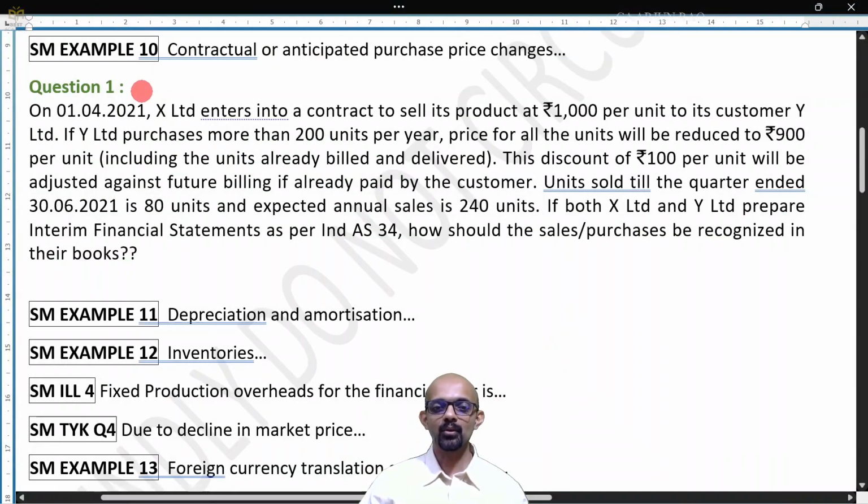So let's revise some questions. In this question, there are two parties, X Limited and Y Limited. X Limited is the seller, Y Limited is the buyer. The terms are that if the buyer Y Limited purchases more than 200 units per year, the unit price will reduce. Normal unit price is 1000 per unit. If Y purchases more than 200 units, then unit price will reduce to 900 per unit.